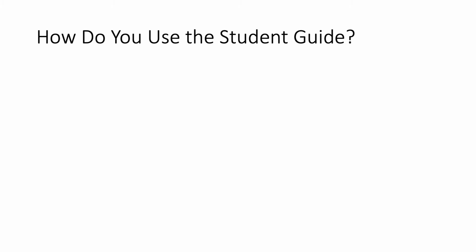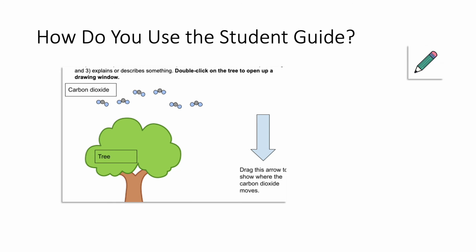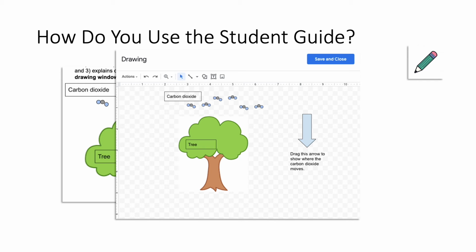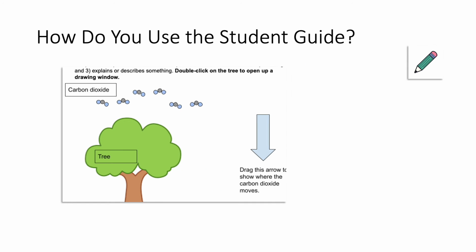Let's look at how you use the student guide. First of all, we've talked about the pencil icon. That means that you're going to have to respond in some way inside the student guide. Sometimes you will see a drawing window, and it will tell you to double click on something to open up the drawing window. And when you do that, you get a drawing palette, and you can move things around and label them and add to them, anything like that that you want to. And then you save your work in your Google Doc.